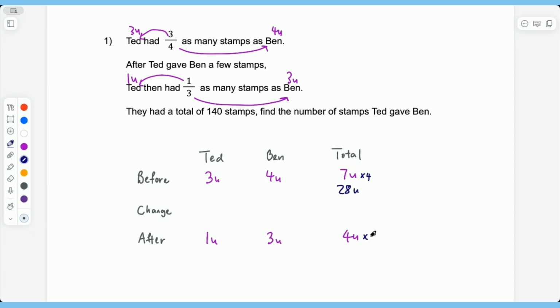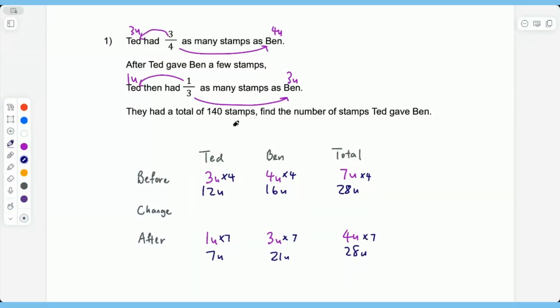And 4 times 7, that will be 28 units. So we take this entire row to multiply by 4. That gives us 12 units and 16 units. And then the last row we multiply by 7. And then 3 times 7 will be 21 units.